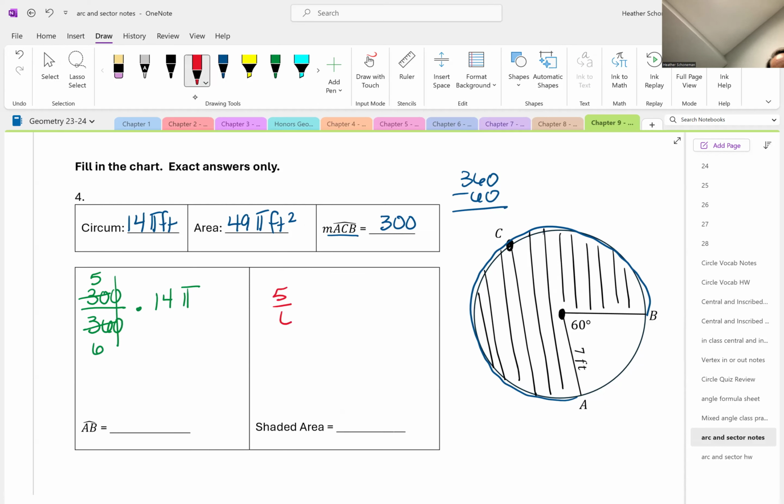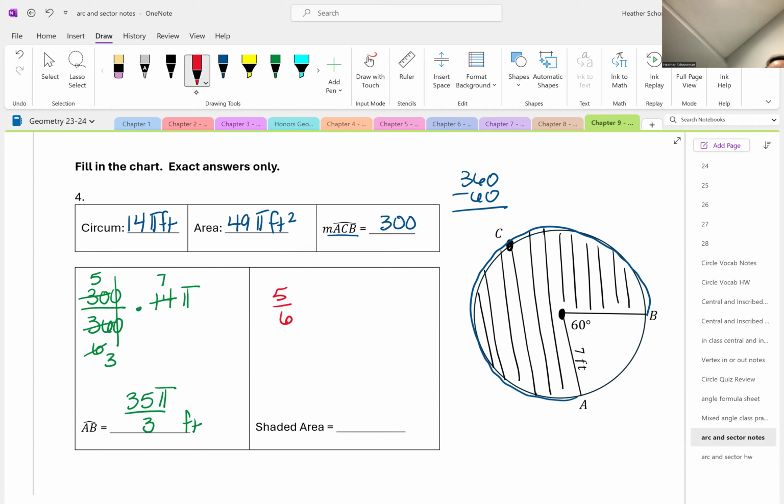So I'm going to write this fraction over here so I don't get confused later and remember what my fraction is. So I've reduced up and down. So now I'm going to do a diagonal. I can divide both of those by 2. 6 divided by 2 is 3. 14 divided by 2 is 7. So multiply straight across the top and get 35 pi. And on the bottom, all I have left is 3. And my label is feet.